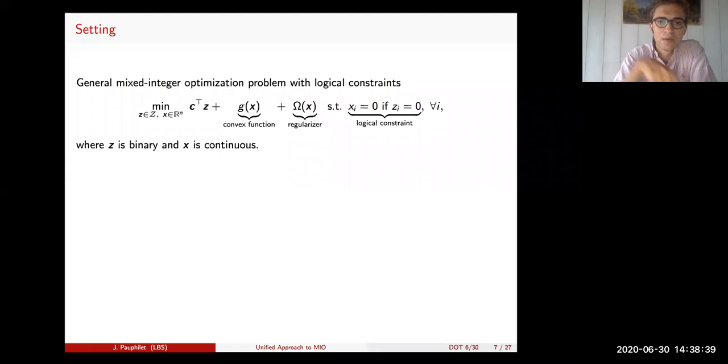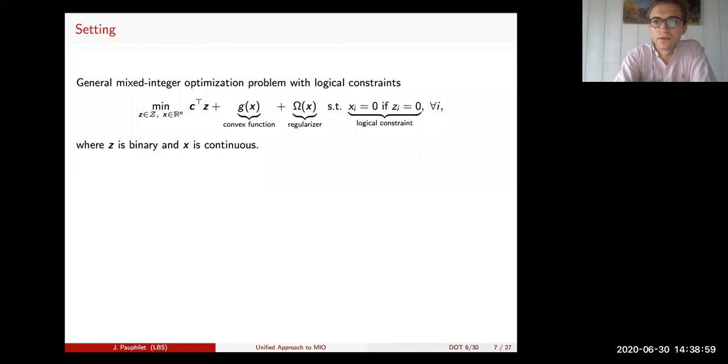Most importantly, we have those logical constraints. This is the structure that we had in all the examples I gave you in the introduction: the continuous variable x_i has to be zero whenever z_i is zero. I think you'll be convinced that this is a fairly general class of problems.